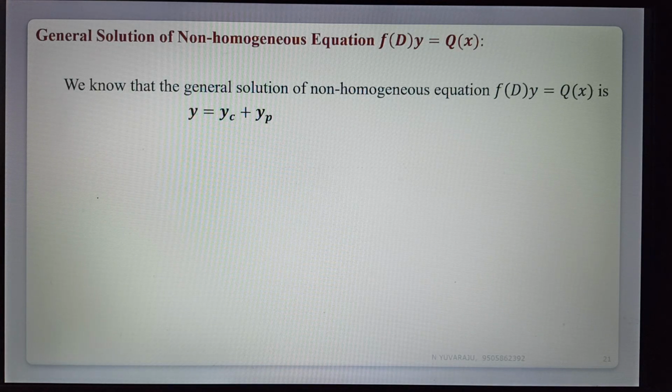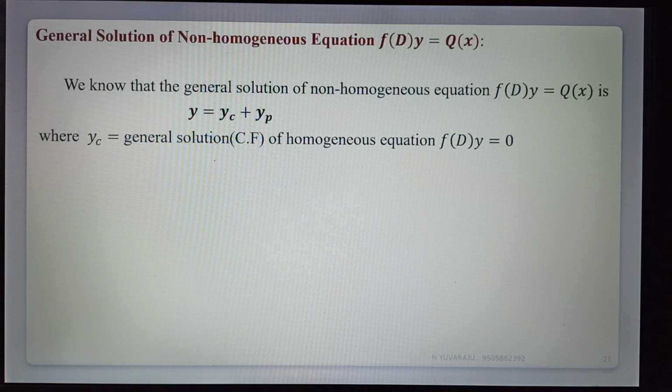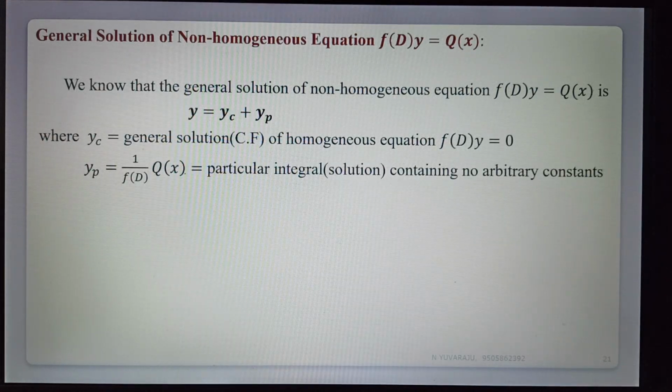In this lecture we are discussing the special cases for finding the particular integral yp. yc is the same as before: the same procedure, first choosing the auxiliary equation, finding the roots, and finding the complementary function, that is, the solution of the homogeneous equation. Next, we find the particular integral yp. Here yc is the general solution of the homogeneous equation, and the formula for yp is 1/f(D) Q(x).